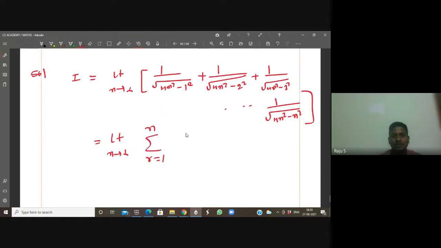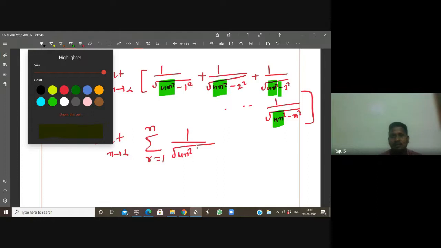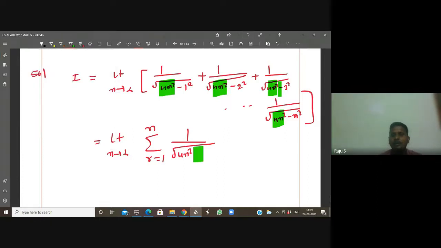Anyone can say what shall we write here? Root over. See, 4n square is fixed. 4n square is not changing. 4n square, 4n square, 4n square. Here also 4n square. Only the second value is changing. Here 1 square, 2 square. That you can write as r square. Shall I write that value as r square?